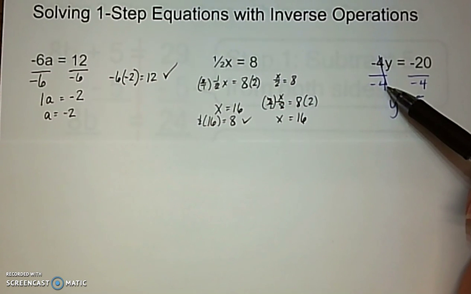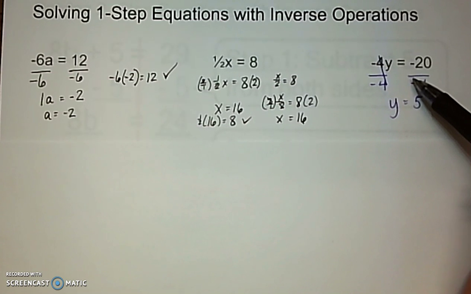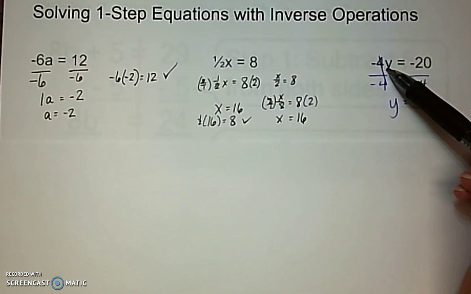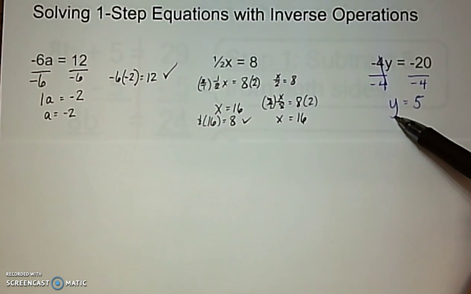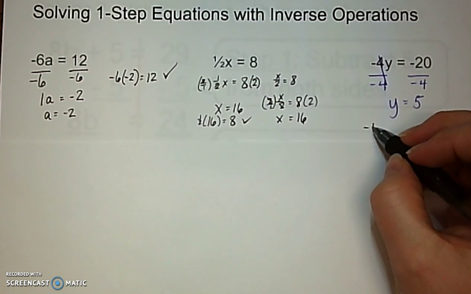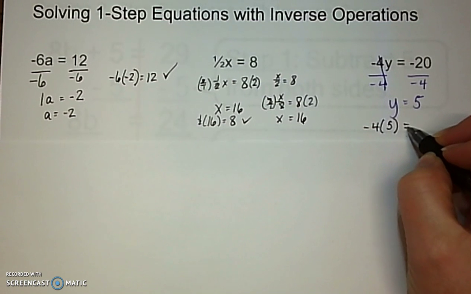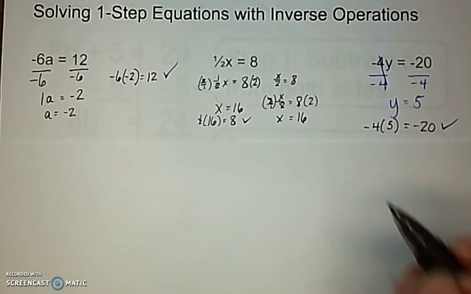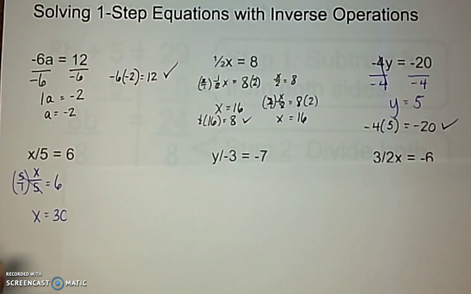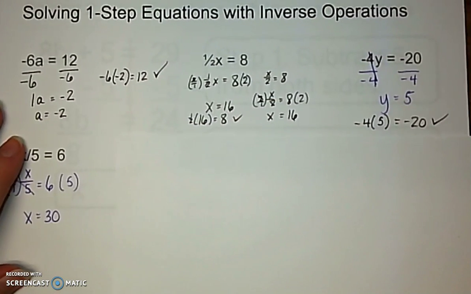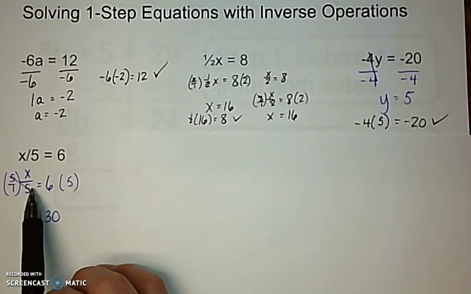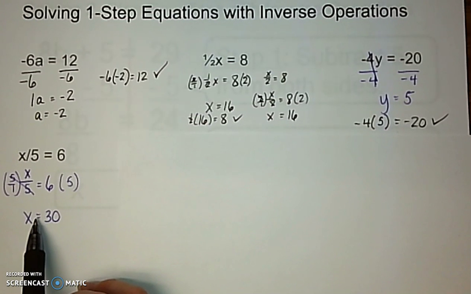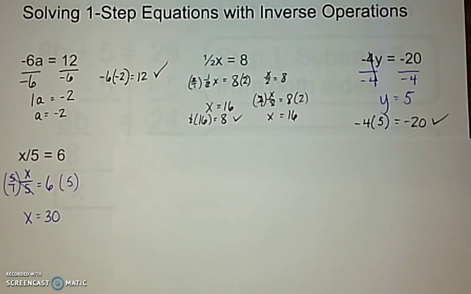I've got -4y over -4 because I needed to divide that to get rid of it, and then I did -20 divided by 4, and I get y equals 5. So -4 times 5, does that equal -20? And it sure does. Down here, I've got x over 5, and I went ahead and rewrote that just so it was a little plainer to see. So x over 5, I multiplied both sides by 5, and I got 30.